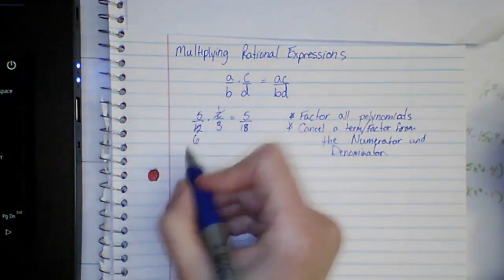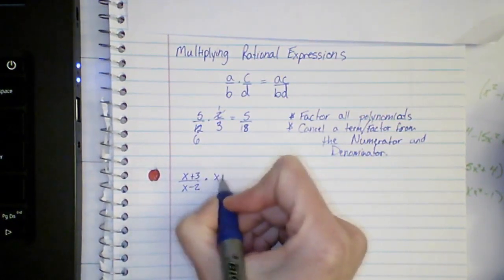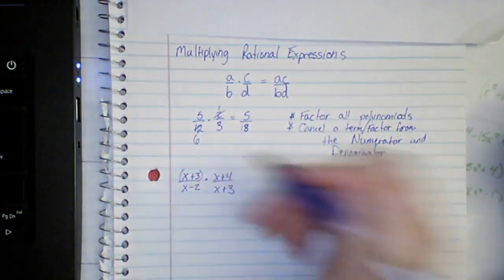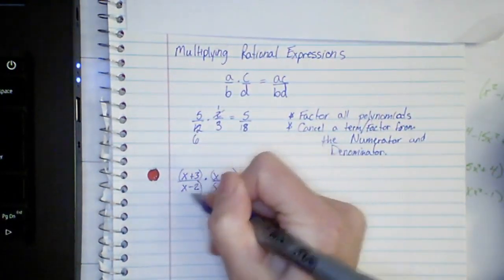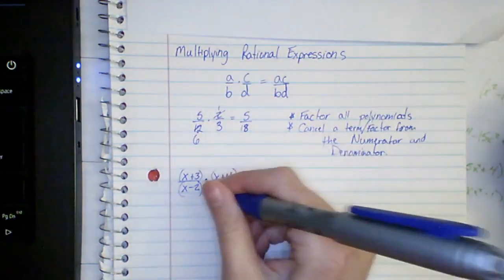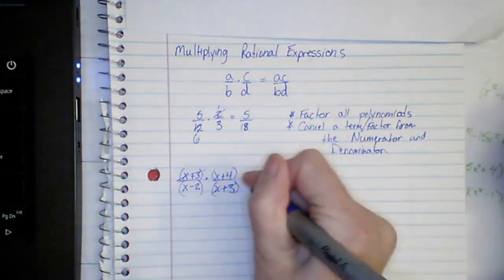So let's start out with a simple x plus 3 over x minus 2 times x plus 4 over x plus 3. These themselves are one whole term. X plus 3 is one term, x plus 4 is one term, and so on and so forth. And you can place these in individual parentheses to kind of keep them together. And you can see that we have x plus 3 in the numerator and x plus 3 in the denominator. So x plus 3 divided by x plus 3 is 1, or they cancel out.